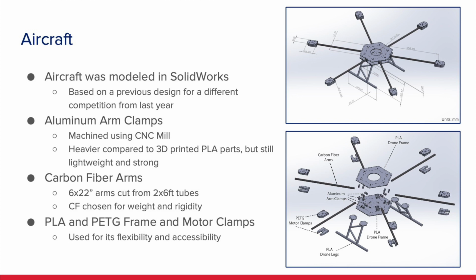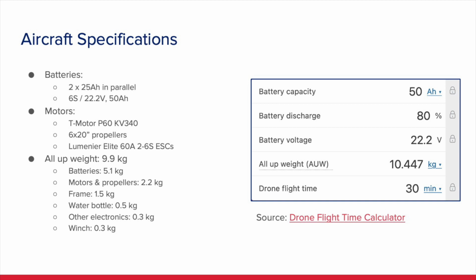The arms of the drone are carbon fiber because of the strength and rigidity, while also being lightweight. We had to cut our own 22-inch arms out of two 6-foot-long tubes. The rest of the frame, the legs, base plates, and motor clamps are all 3D printed out of pretty much PLA and PETG.